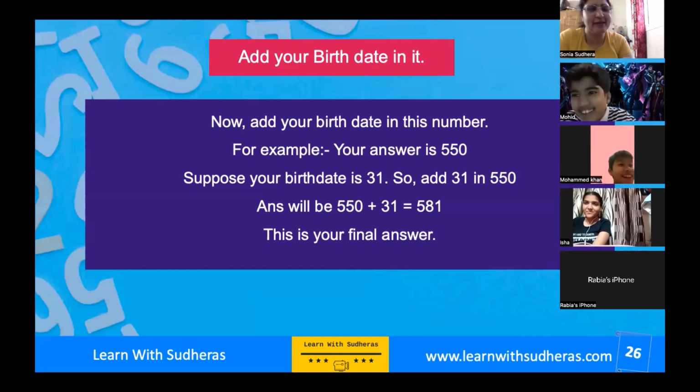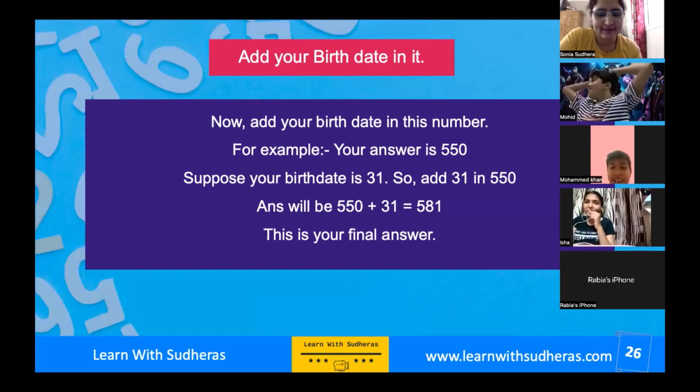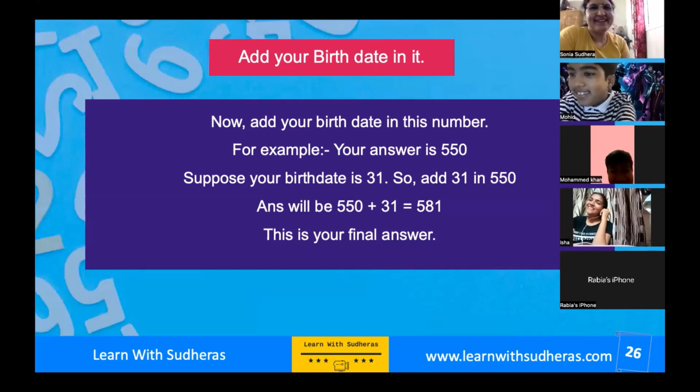Now, Isha, can you tell me your final answer? How did you do it? I will tell you, wait for a minute. 572. Ma'am, yes. 572. It's a very short number, huh? Are you born on 22nd March? Yes, ma'am.